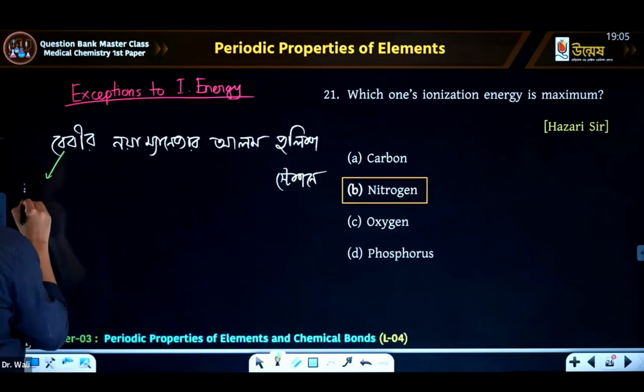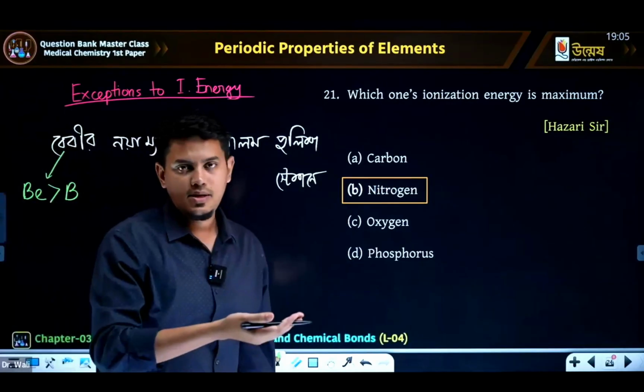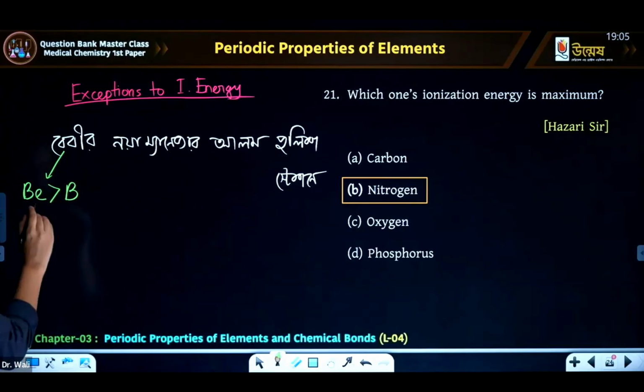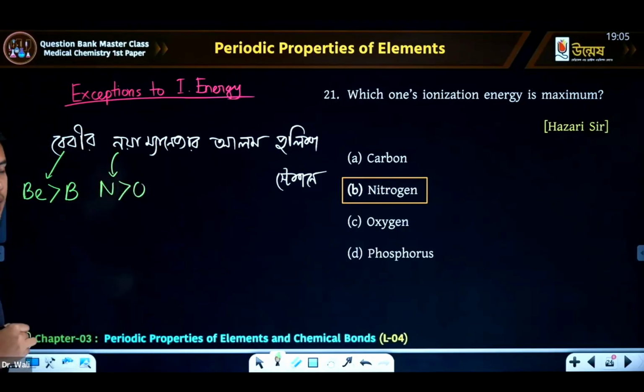We mean beryllium shows higher ionization energy than boron. It was supposed to be otherwise. I mean, boron should show higher ionization energy because boron is placed on the right side. But due to stable electronic configuration, beryllium shows higher ionization energy. A similar thing occurs for nitrogen. It shows higher ionization energy than oxygen.